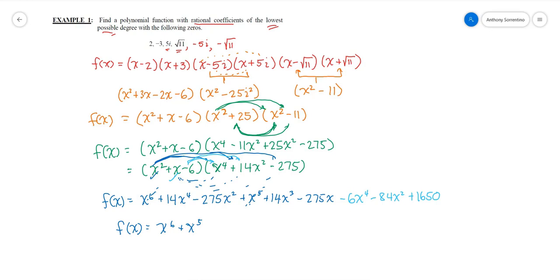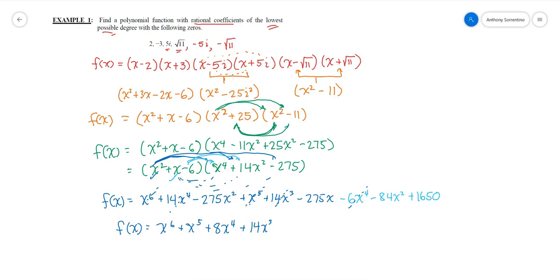X to the 4th will come next. I have 14x to the 4th minus 6x to the 4th, so I'm going to have plus 8x to the 4th. That takes care of these two. The x cubed would come next. I do have a 14x cubed and only one x cubed term. That takes care of this one.